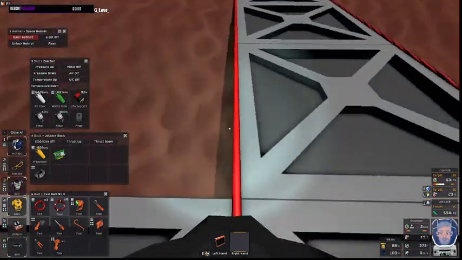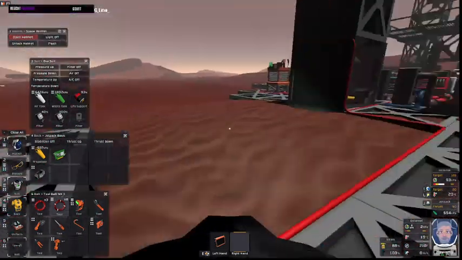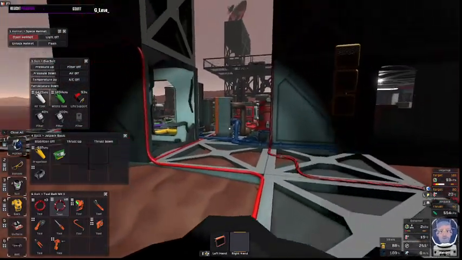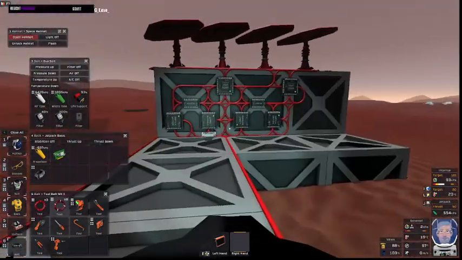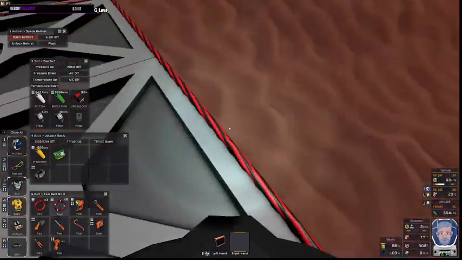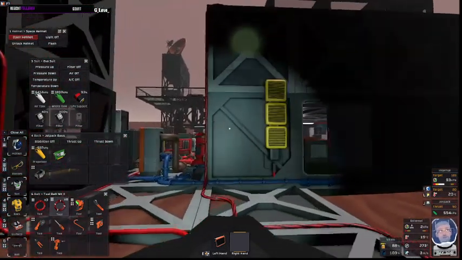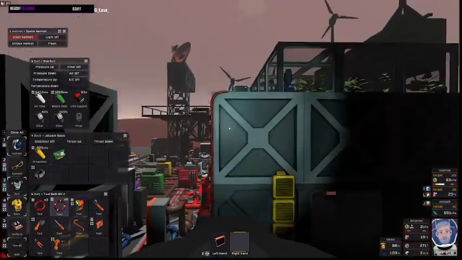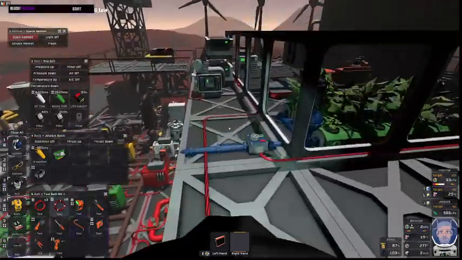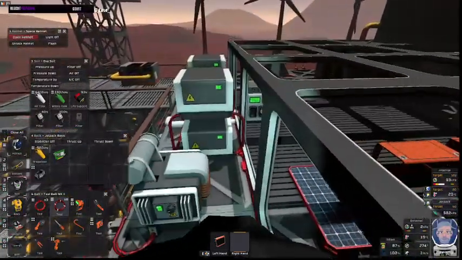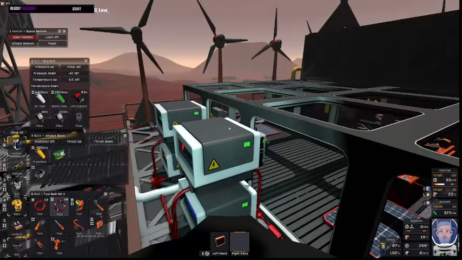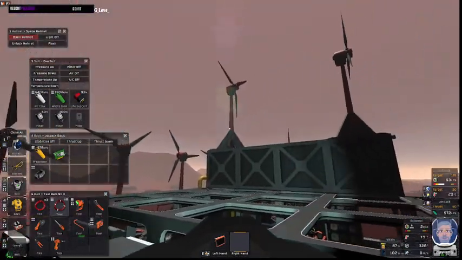My power, I have on the same line as all of my outside equipment here. And this line is going all the way back to my batteries, back here, along with all my other input.